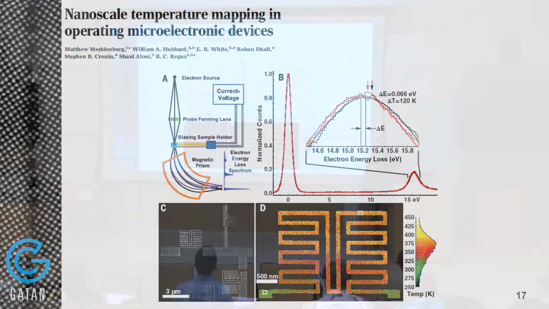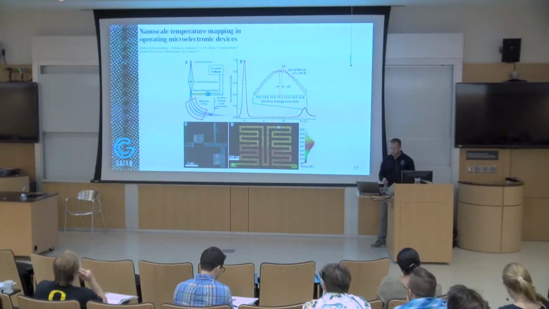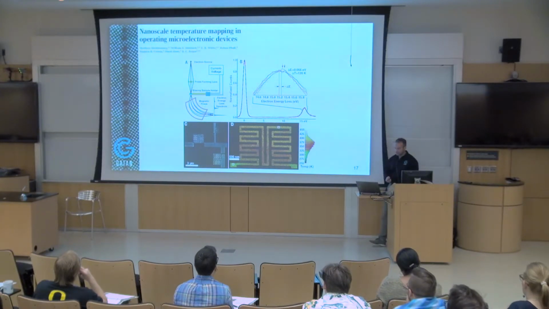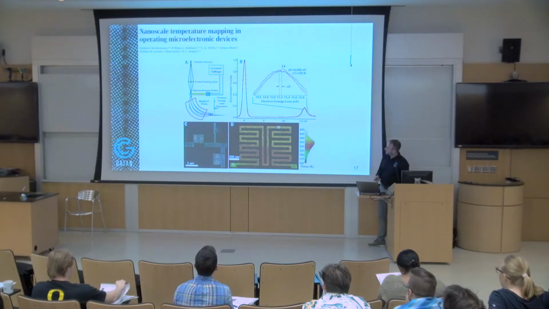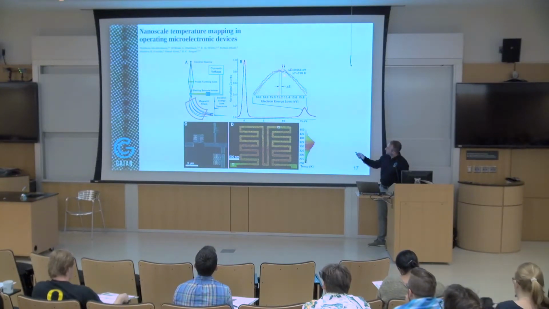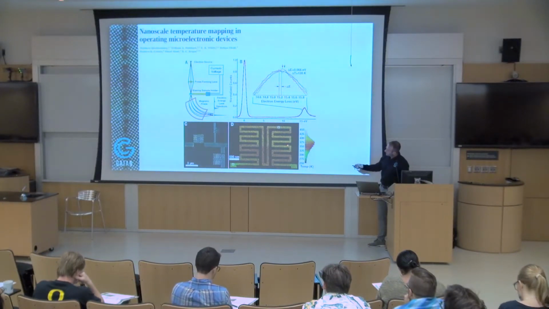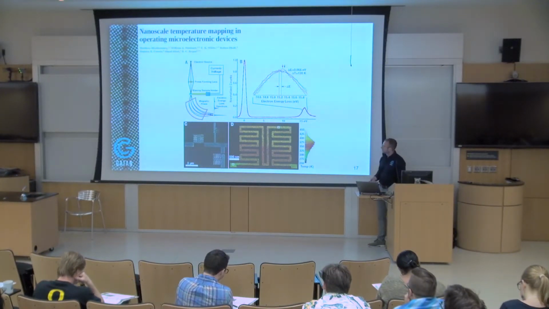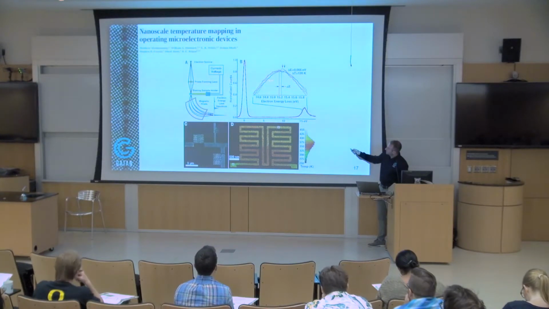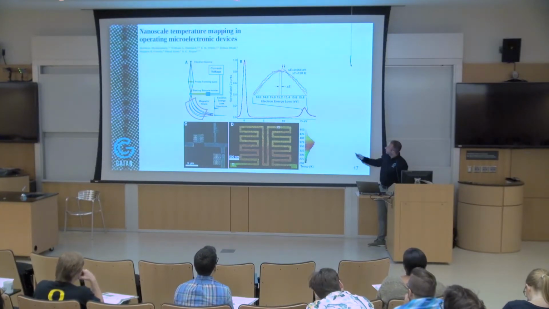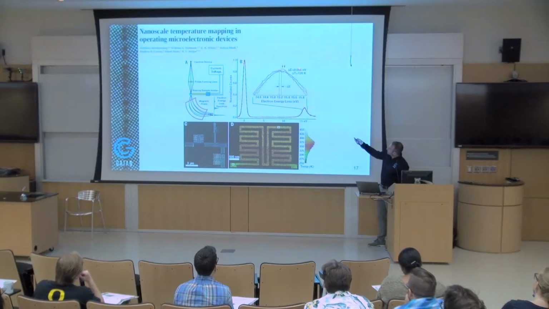It turns out this is not something that has been done only recently. Maybe last year or two years ago, there was a paper published in Science by Matthew Mecklenburg, USC, where he used the shift of the plasmon peak to work out changes in temperature down to the nanoscale. He developed a way of accurately measuring the plasmon shift, and I think in his measurement he could get a resolution of 66 millielectron volts.